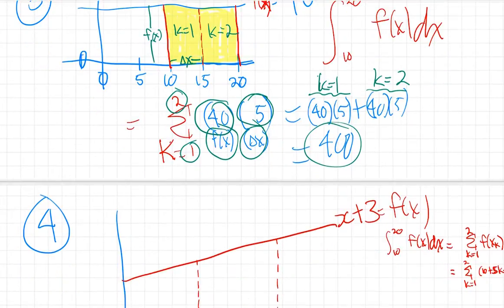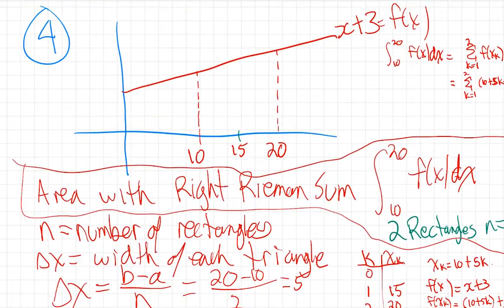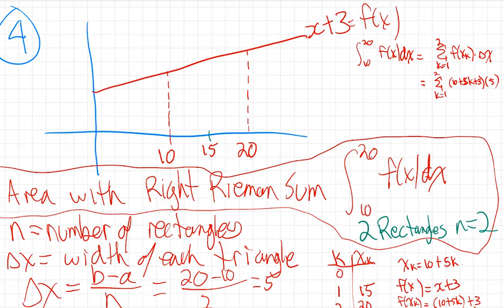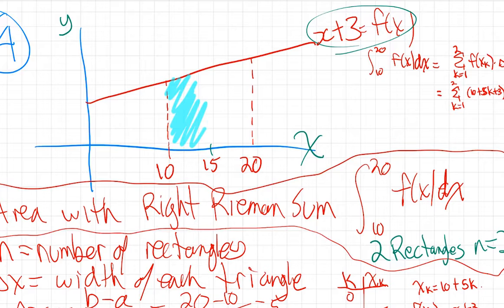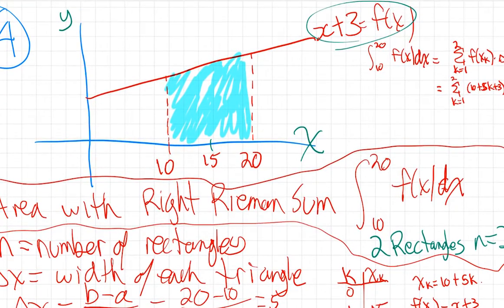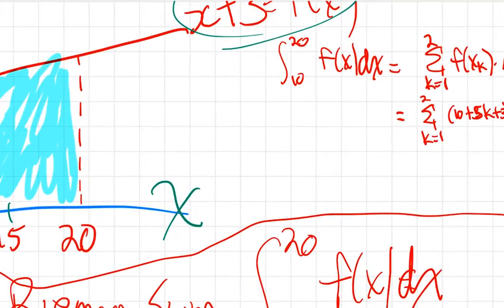Okay, so now let's start to put things together in a little bit more complicated situations. So here's a straight line, y equals x plus 3, and that's f at x. And what we're going to do is get the area under the curve between x equals 10 and x equals 20. And we're going to start writing some formulas here. Let's say we do it with 2.